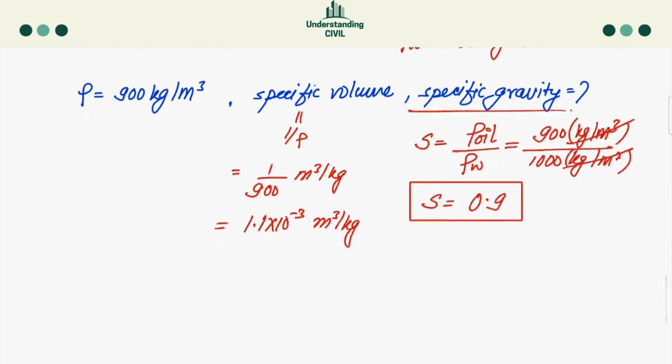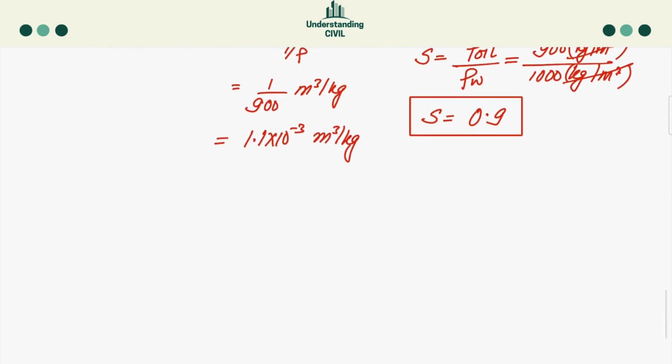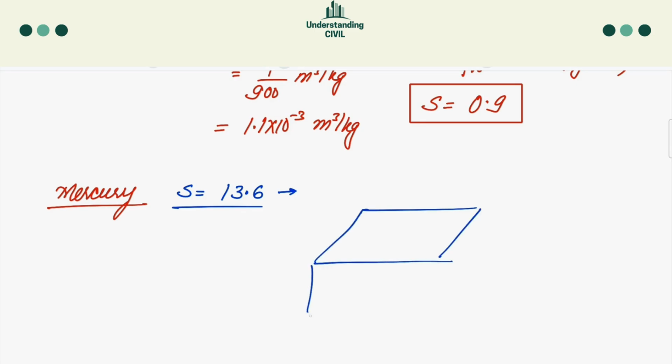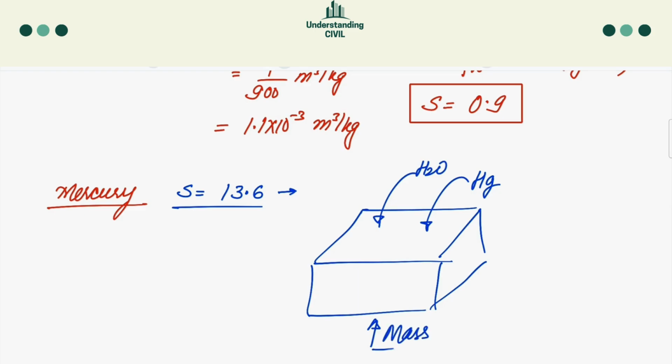Let's give some time to understand what this value of 0.9 means. Let me take some other example. If I say I have mercury with me, standard mercury has a specific gravity of 13.6. Say this is a container with me, and once I fill it with mercury and another time I fill it with water. The system filled with mercury will have some mass, and when filled with water will have some mass. So the mass of mercury will be 13.6 times the mass of water.